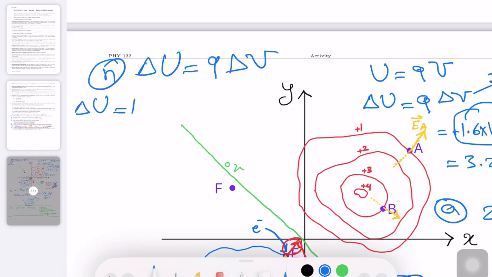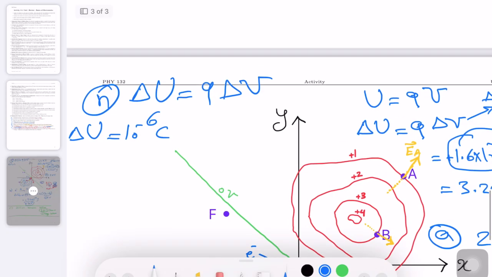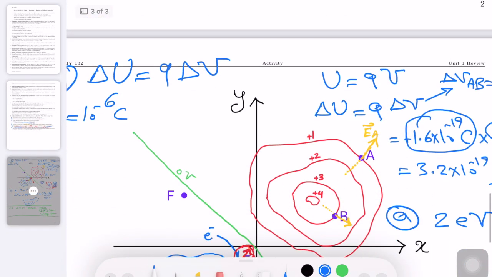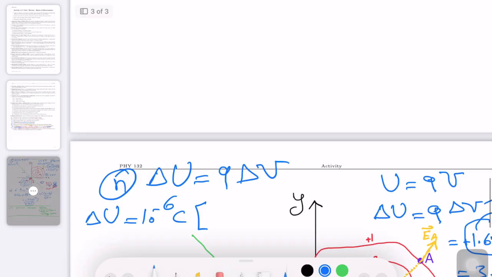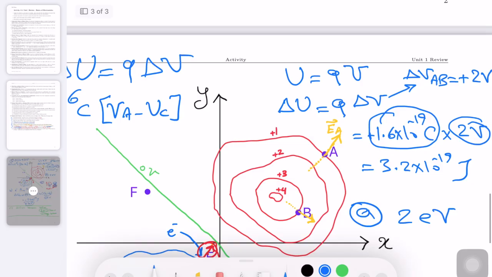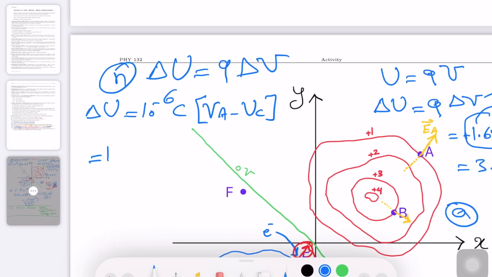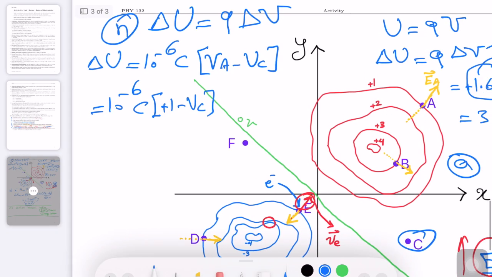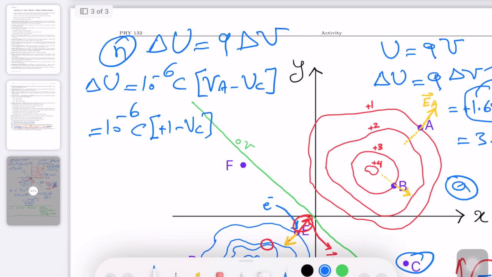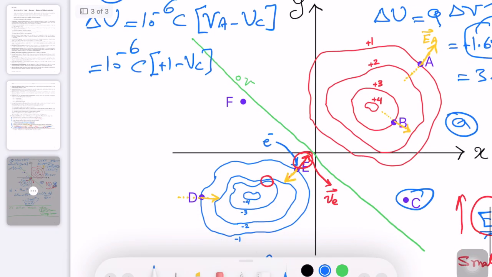Now you know what Q is. Your Q is 10 to minus 6 coulomb. It's 1 microcoulomb, a positive charge, moving from C to A. So the voltage difference would be VA minus VC. You know that VA is +1. So this is 10 to minus 6 coulomb times (+1 minus VC). The issue here is that you don't actually know VC, and that's the slightly ambiguous part, but everything else you had the information for.